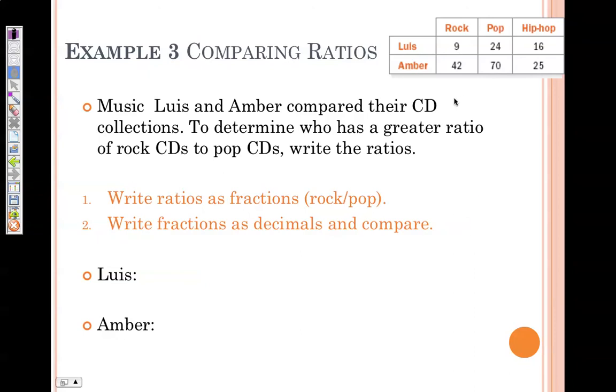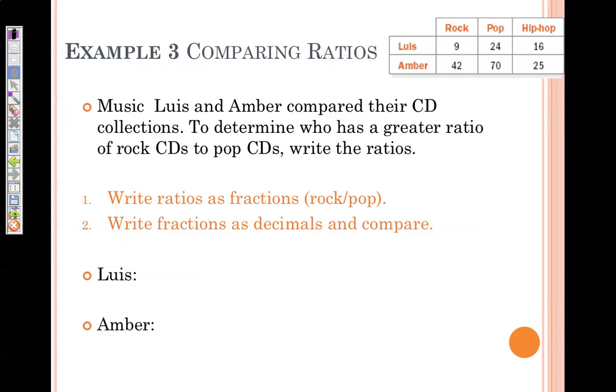All right. Last example for today, we are going to talk about comparing ratios, and that's looking at two separate ratios and seeing which one is greater and which one is the least. And this example is about music. It says Luis and Amber compared their CD collections. To determine who has a greater ratio of rock CDs to pop CDs, write the ratios.